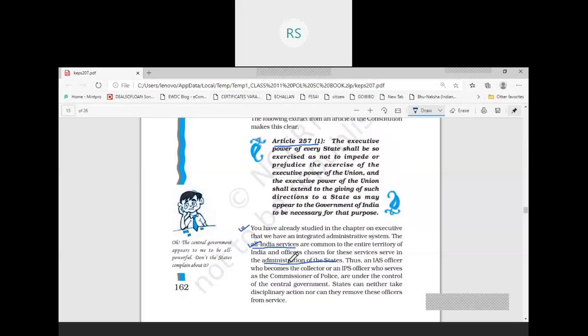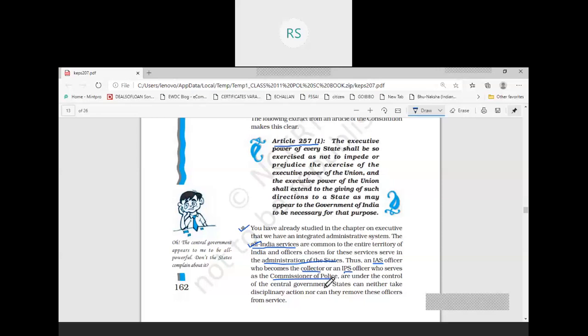After getting recruited, these people who belong to all India services serve in the administration of the states. So an IAS officer becomes the collector, the district collector, or an IPS officer serves as the commissioner of police. Now they are under the control of the central government, but their area of operation is the state.